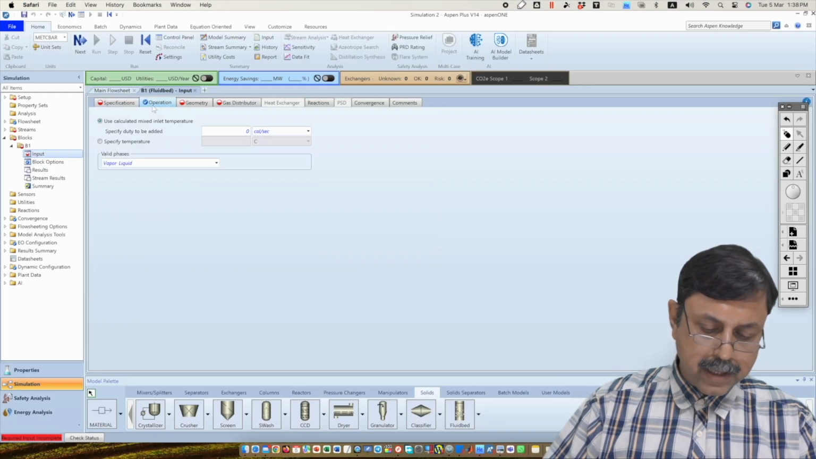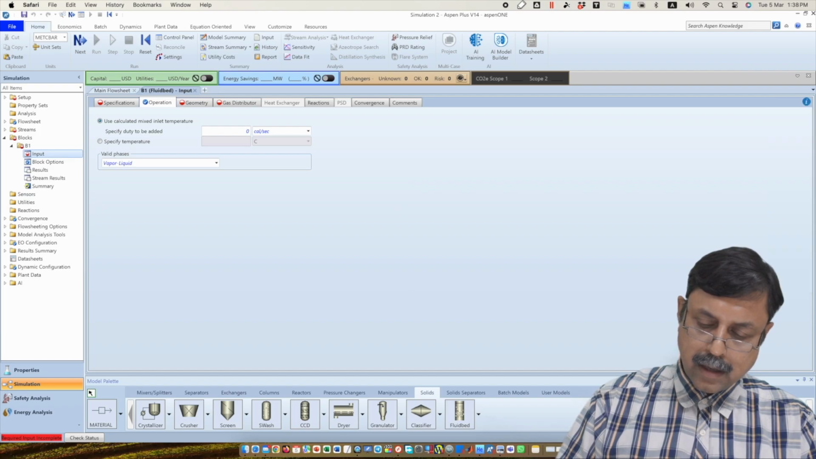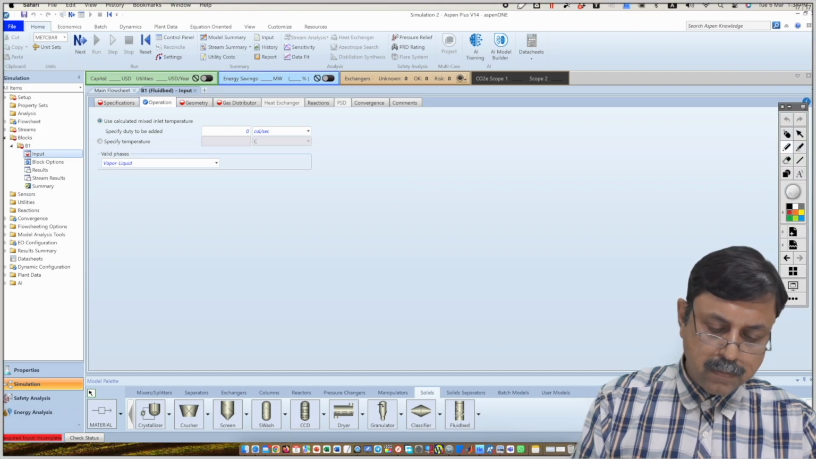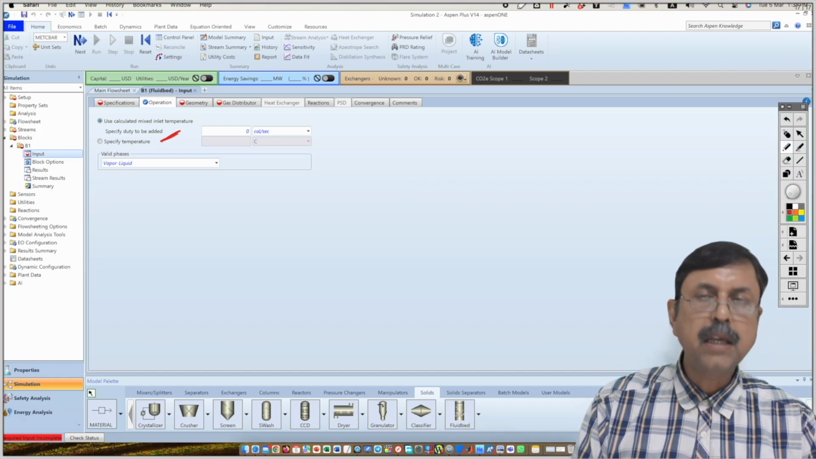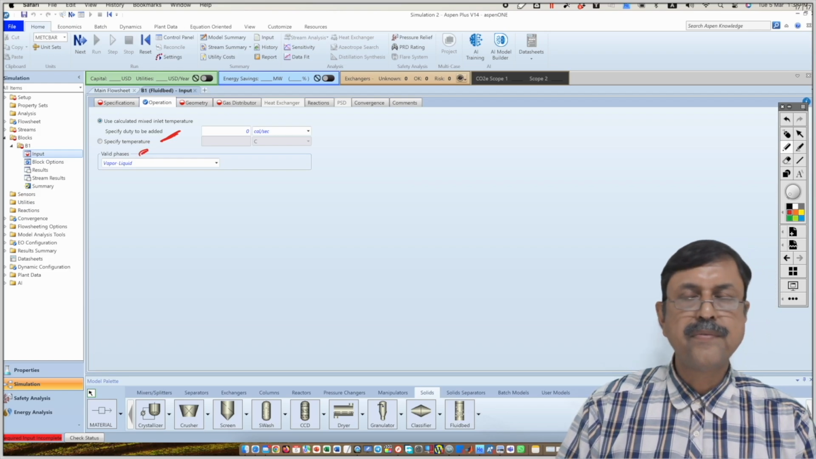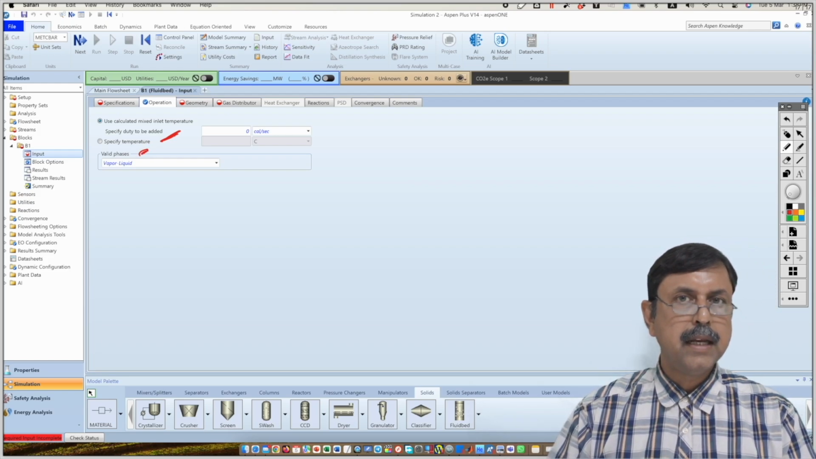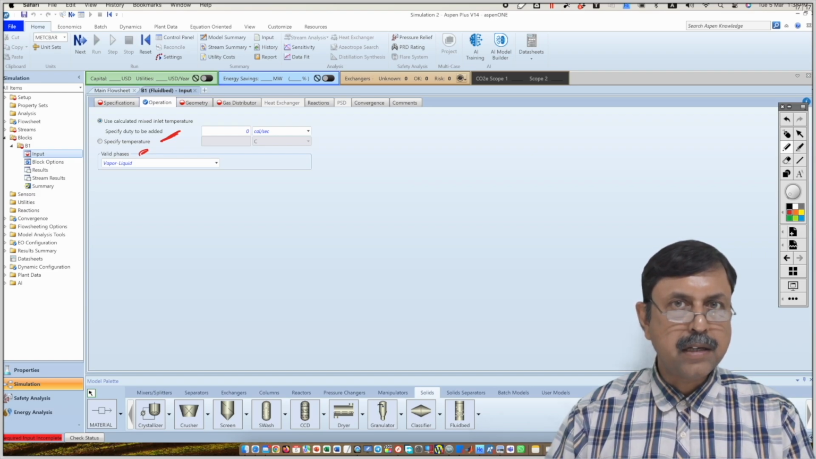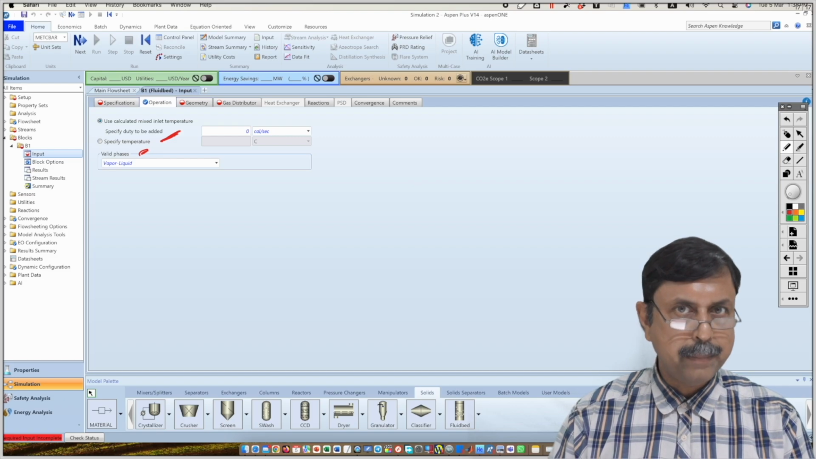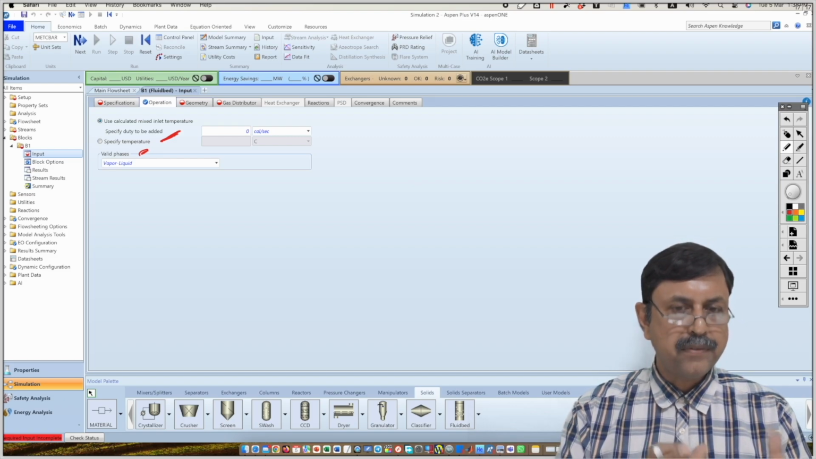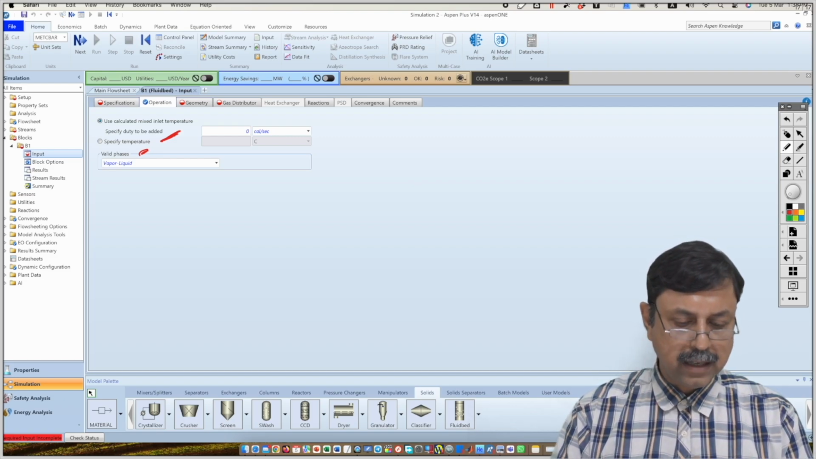Next thing is operation. Here you have the option to specify the duty or the temperature of the bed, because suppose you are drying something, then you have to provide some heat into the system. Otherwise, how can the drying operation happen? So that amount of heat has to be given over here.